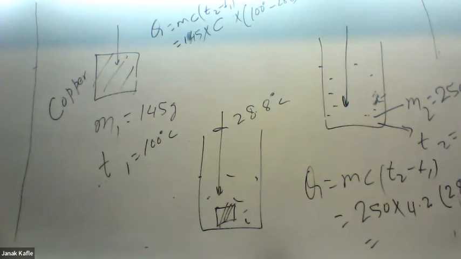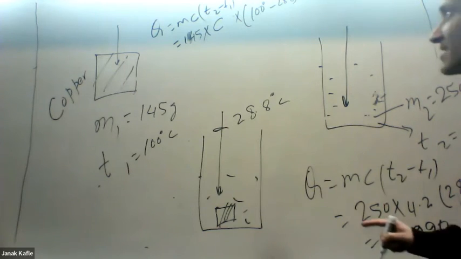This is 250 multiplied by 4.2, then I put in the bracket 28.8 minus 25. So this number comes to be 3,990. 3,990 here, right? Make sense?